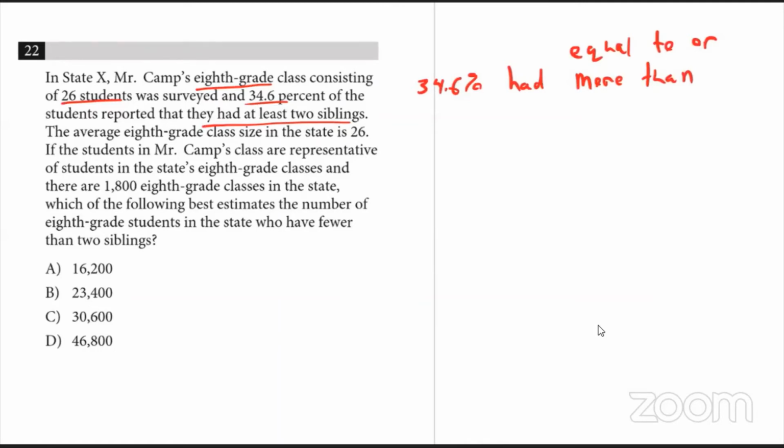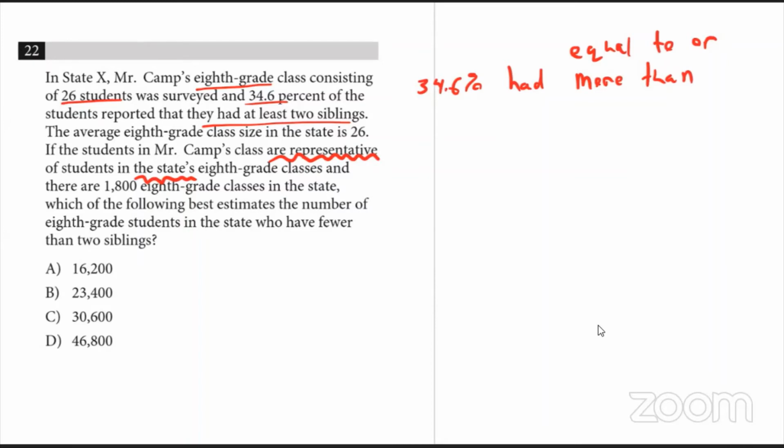And the students in Mr. Camp's class are representative of the students in the state. That's really important because in data collection, we're sort of training ourselves to not necessarily feel like one small sample is always representative of the whole larger group unless it was taken out randomly from the entire group. But one class generally wouldn't reflect for the whole country. It would reflect just for that class. But here they're telling us that the class is representative of the state.